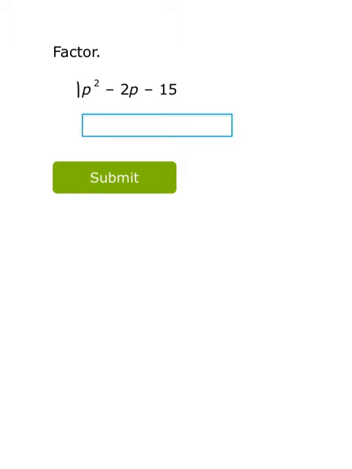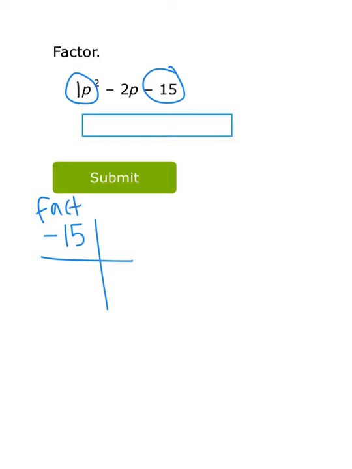So we can do that because the leading coefficient is a 1. This only works whenever your leading coefficient is a 1. So now I just need to multiply the first and the last terms together. So 1 times negative 15. Don't forget that negative. 1 times negative 15 is negative 15. So I'm looking at the factors of negative 15 that add up to the sum of the middle term, which is negative 2p.